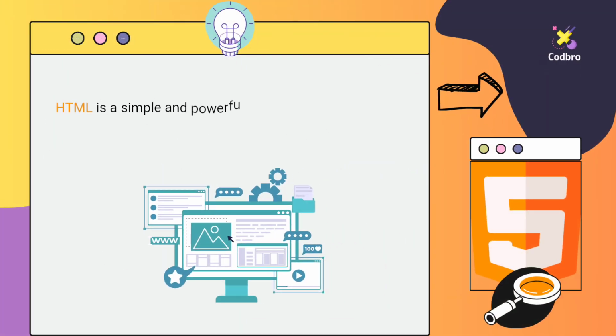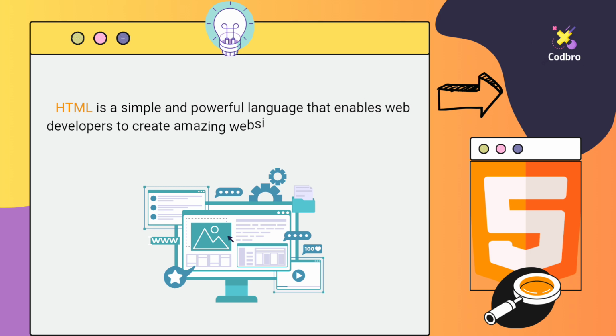HTML is a simple and powerful language that enables web developers to create amazing websites and web applications that we use every day. All web pages you see on the internet are made by HTML. Your compiler in HTML is your computer browser, so if you write code as HTML in a text file and then convert it to HTML, you can easily run it with your browser.